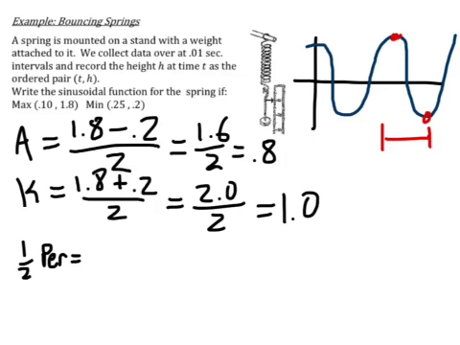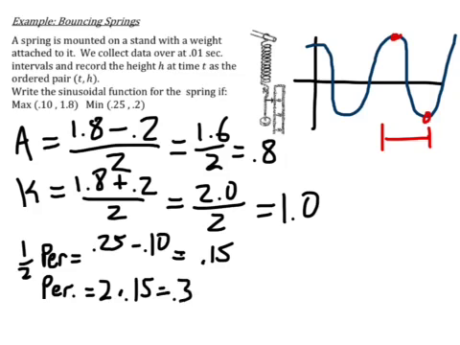And that's going to be the difference between the times. So 0.25 minus 0.10. And that is going to give us 0.15 seconds. So that means that the period is 2 times 0.15, which is 0.3 seconds. So we have our period.